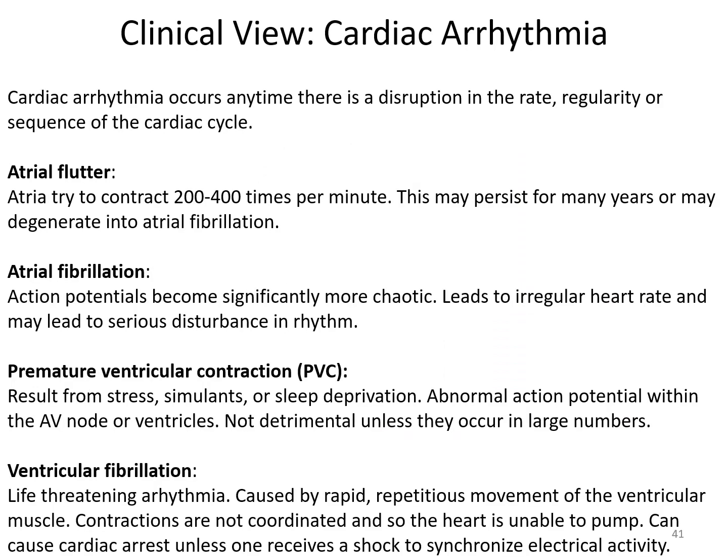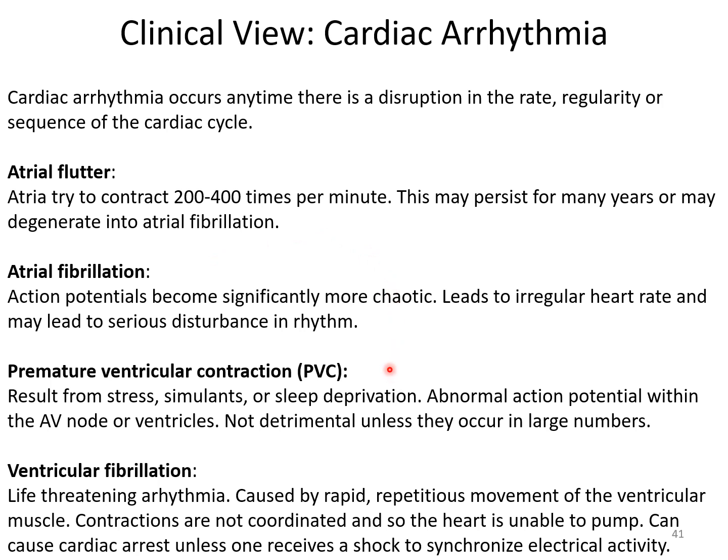Cardiac arrhythmia. So we have different kinds of cardiac arrhythmias that happen when there's a disruption in the rate, the regularity, or the sequence of the cardiac cycle. So one of the types is atrial flutter. Atrial flutter is when the atria try to contract 200 to 400 times per minute. This could persist for many years, or it could just degenerate into something called atrial fibrillation. Atrial fibrillation, the action potentials become a little bit more chaotic, leads to an irregular heart rate, and can lead to a serious disturbance in the heart rhythm.